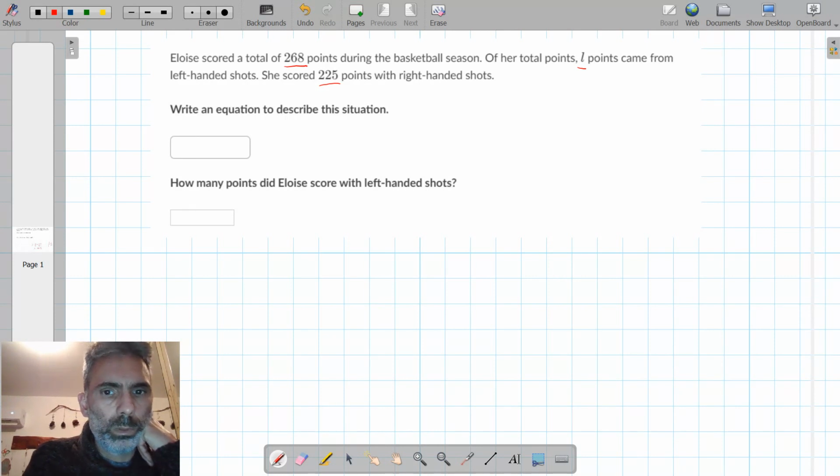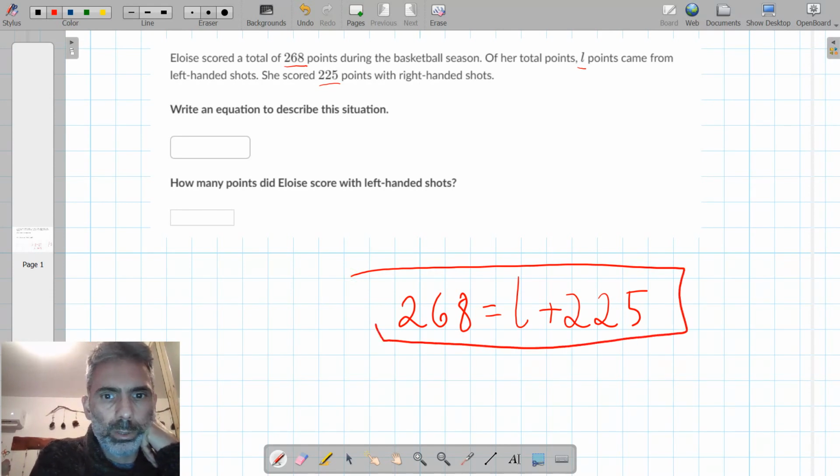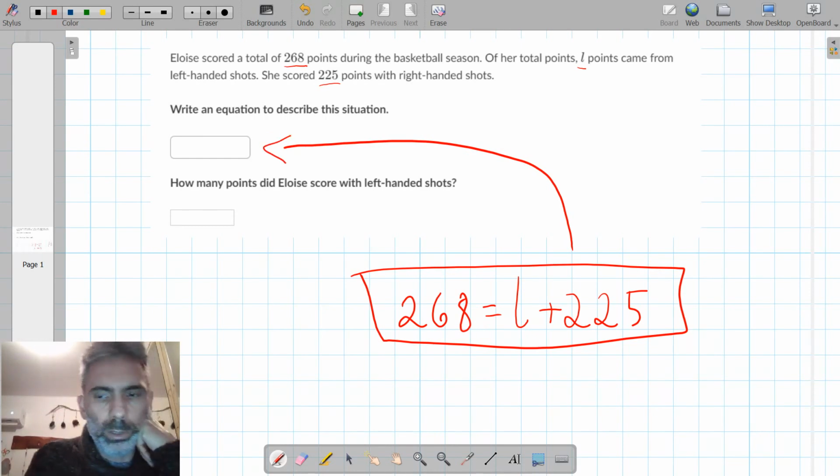Okay, so the total number of points is 268. And this is a combination of L points from left-handed shots plus 225 points from right-handed shots. Okay, so this is the equation: 268 equals L plus 225. How many points did Louise score with left-handed shots?